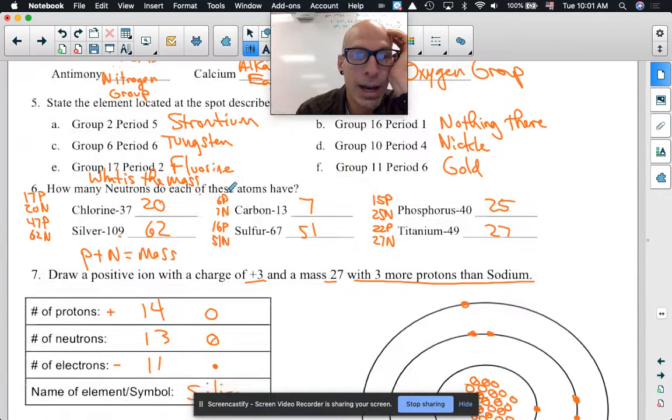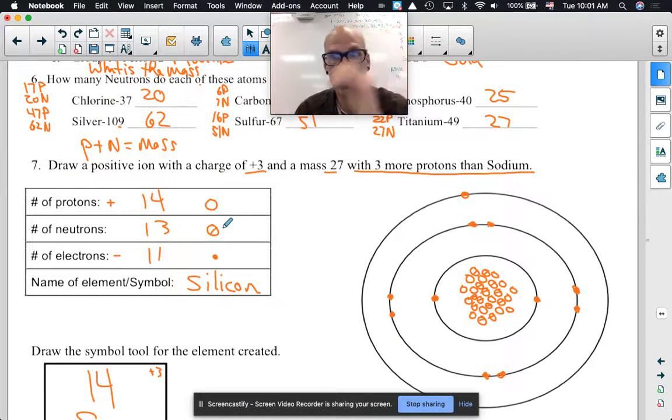All right, moving on. Now, in terms of drawing these, we've done these before, and you've done these before. Normally, the ones we've done in the past, there are multiple correct answers for these. But in this case, there are not. There's only one correct answer, because I said it has a mass of 27 with 3 more protons than sodium. I'm locking you in. There's only one element it could be. It has to have 3 more protons than sodium.